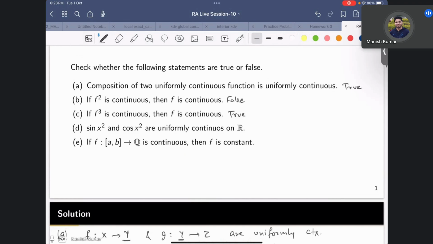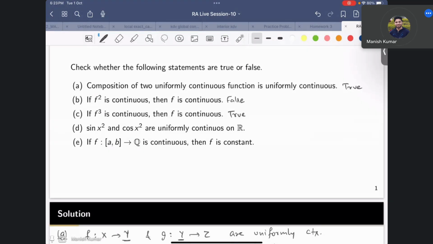Okay, so this is done. Now the question is that sine x square and cos x square are uniformly continuous on R. Is this statement true or false? What do you think? So we know that they are continuous, right? Because this is a composition of two continuous functions. Sine is continuous, x square is continuous, so their composition is continuous. So continuity is not a problem, but the question is, is it uniformly continuous?